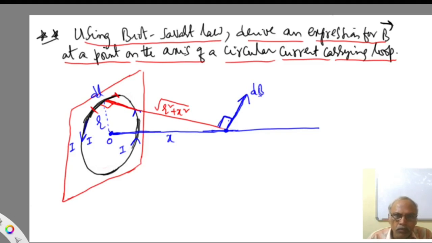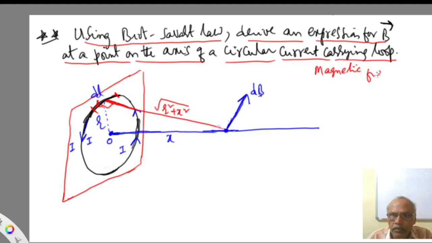So what is the dB due to one element on the top of this loop? dB is equal to mu naught by 4 pi I dl sin theta. Theta is 90 degrees here, the angle between the direction of dl and the direction of the line. I hope you are getting my point. Yes, sir. The current is coming along this side, dl bar and the line are at 90 degrees. Therefore, what is the dB, the magnetic field due to one element on the top?